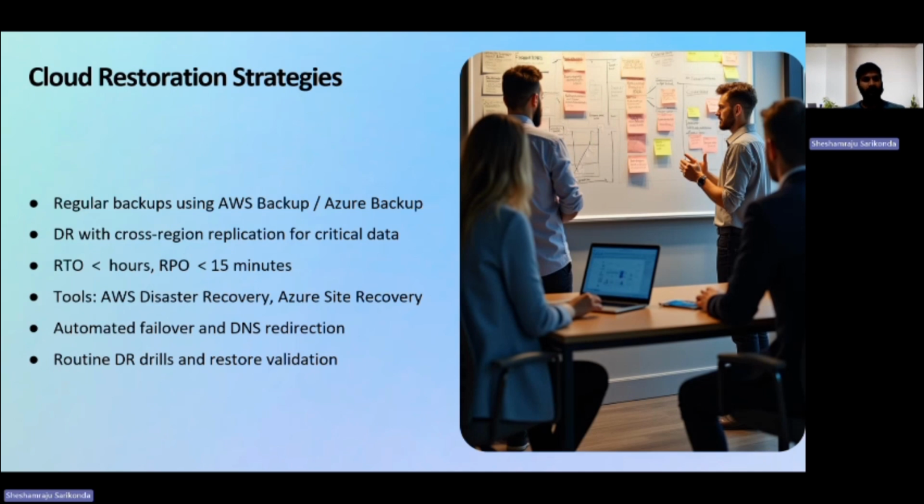So I'm going to discuss the cloud restoration strategies for Tech Solutions Inc. In the cloud, ensuring business continuity is critical, especially for a company serving global telecom clients. Our strategy starts with regular backups, using tools like AWS Backup or Azure Backup. These backups are encrypted, version controlled, and stored across multiple zones for maximum reliability.